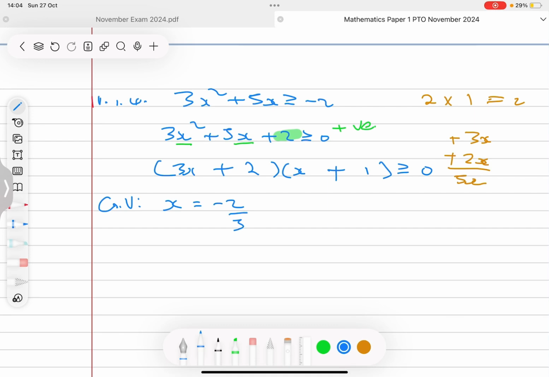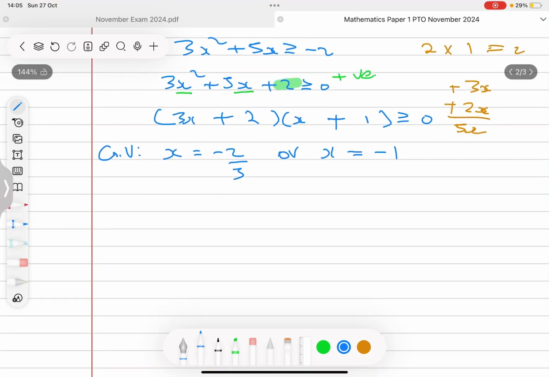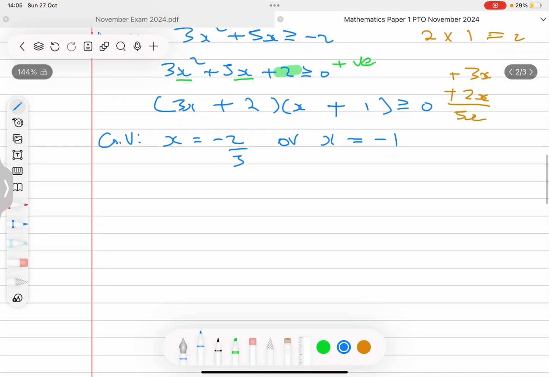Because I'll take the 2 to the other side, it will be negative, and then I divide by 3. So I'll have x equals -1. This is what we call critical values. The critical values assist us in creating intervals.